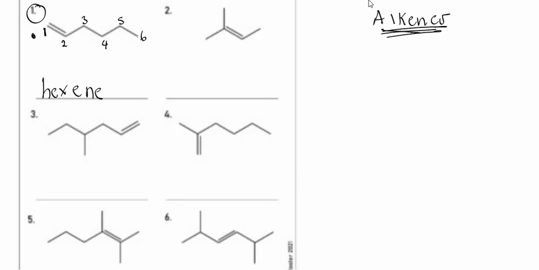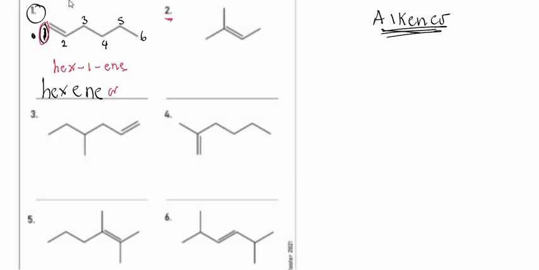Now, if you want, you can mention the number of the carbon here, because we have only one double bond, and it's on carbon number 1 here, which is just 1. So I can say this is hexene, or if you want, you can also say hex-1-ene. It's also okay to say it like that. Okay, now let's also go to the second question.